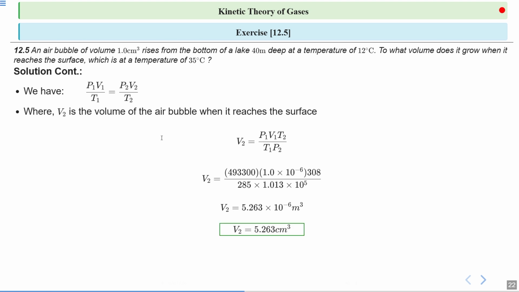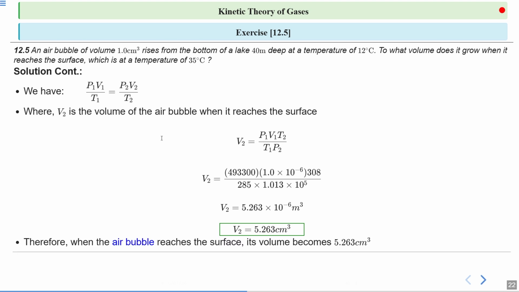So converting the volume to cubic centimeters, we have V2 is equal to 5.263 centimeter cube. So when the air bubble reaches the surface, its volume increases to 5.263 centimeter cube.